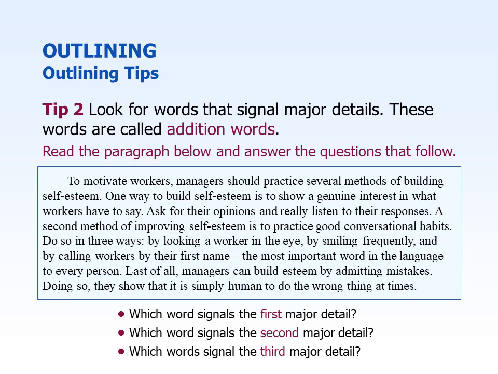Okay, so the first sentence is your main idea, and we see managers should practice several methods there as your clue words. Now, let's look and find the clue words for the first, second, and third major supporting detail. We see that we have one way, that's your first major detail, a second method, that's your second major detail, and then last of all, that's your third major detail.